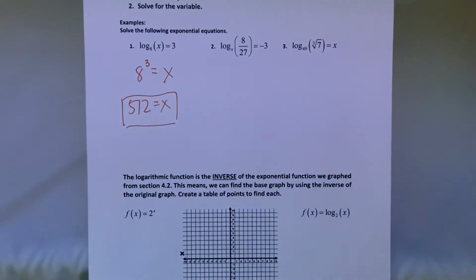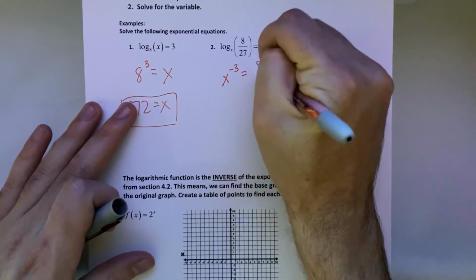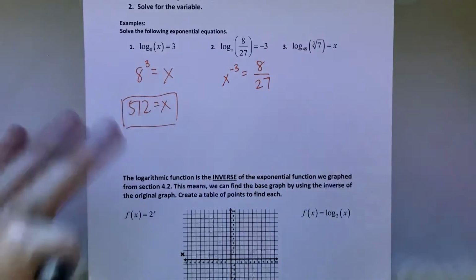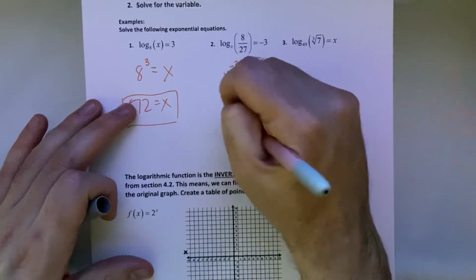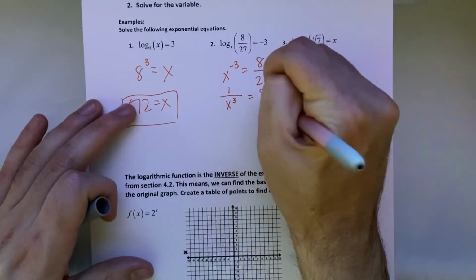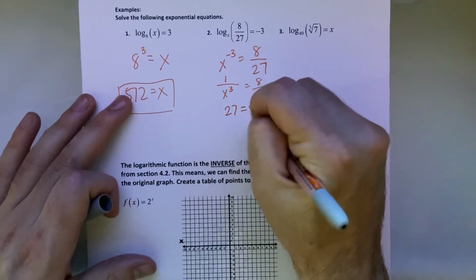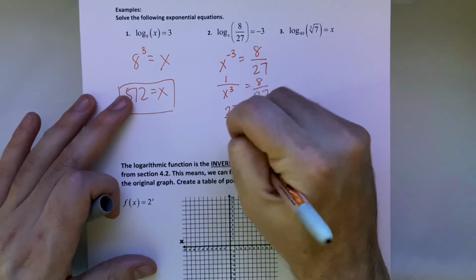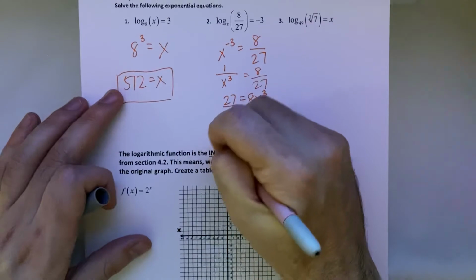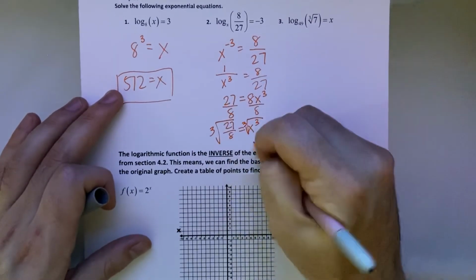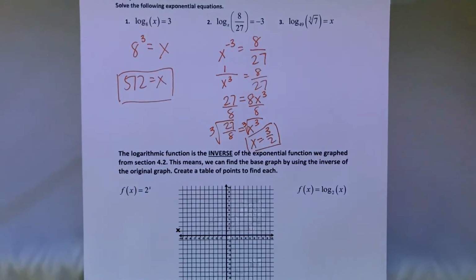Log base x of 8/27 equals -3. x to the -3rd equals 8/27. Okay, so let's see, how are we going to do this? This is 1 over x cubed equals 8/27. We can cross multiply, so 27 equals 8x cubed, divided by 8. 27/8 equals x cubed. To get x, we take the cube root. So x is 3/2. To take a cube root of a fraction, you take the cube root of the numerator and the denominator.